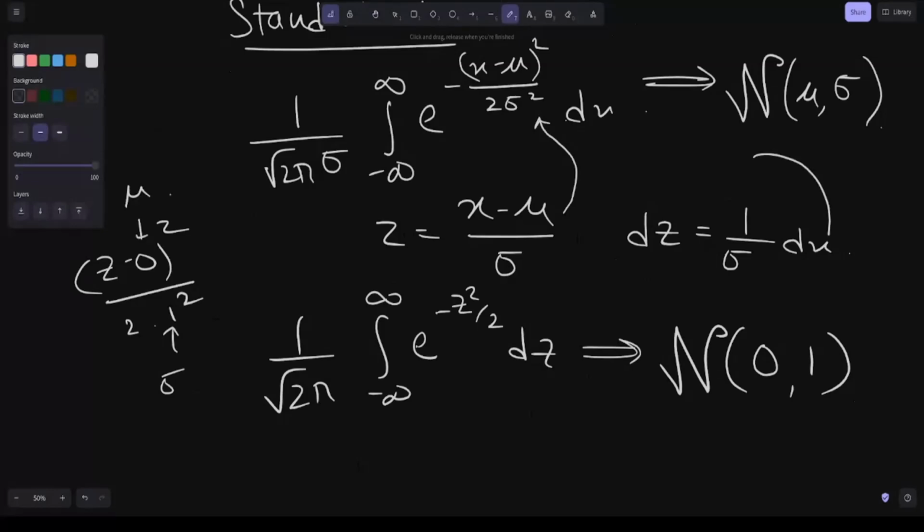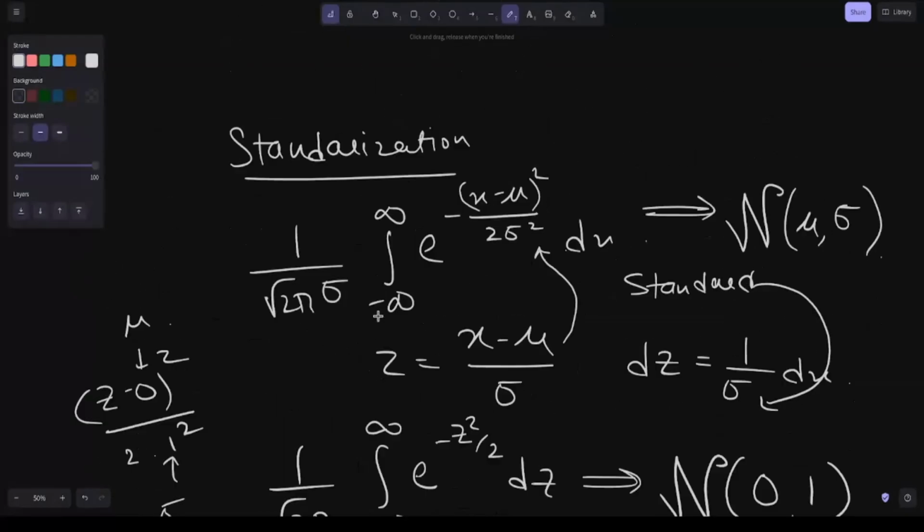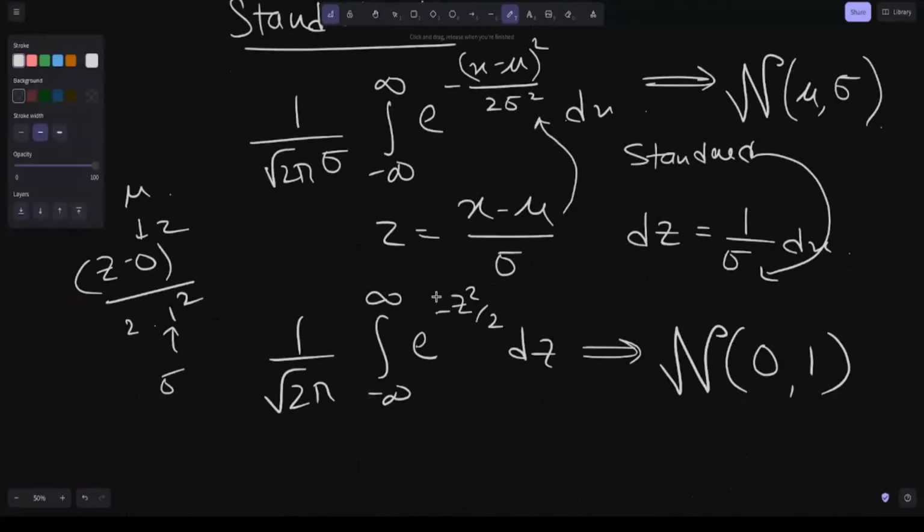So this whole process is called standardization. I am doing the standard form. Okay, so the earlier thing is called the normal form. Now we are doing standardization. This is standard normal form. Okay, so usually try to bring it into standard normal and solve the sums.